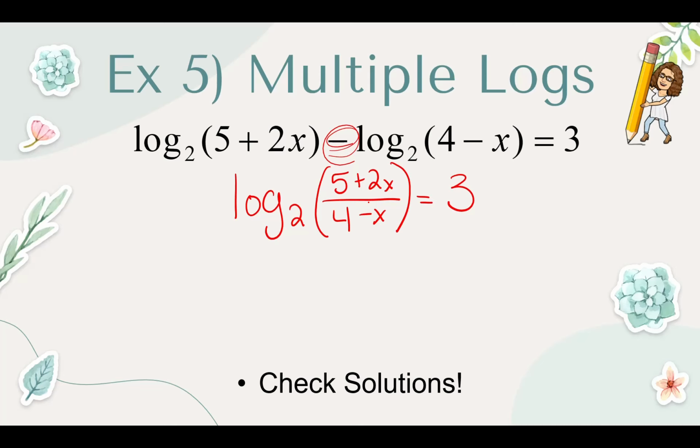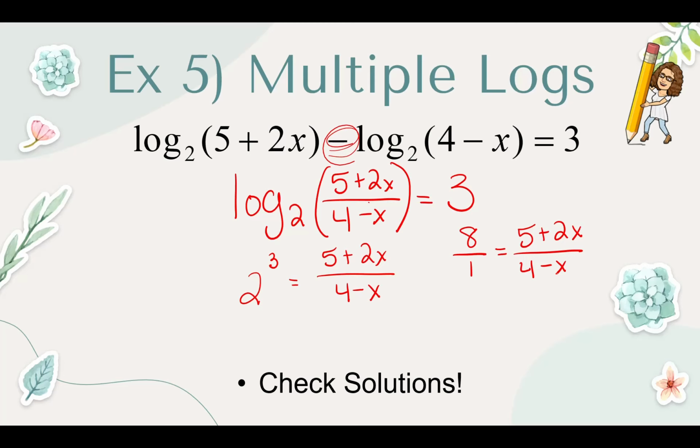Now I'm stuck in log form, so now I get to convert. So I'm going to say 2 to the third equals 5 plus 2x over 4 minus x. This is just an 8, right? And you know what? I'm going to put it 8 over 1 so I can kind of see a fraction equal to a fraction.